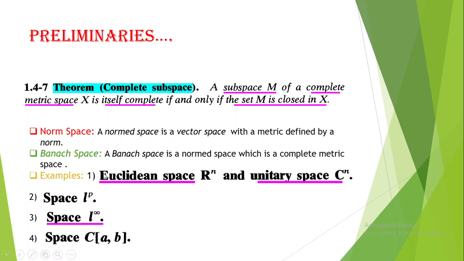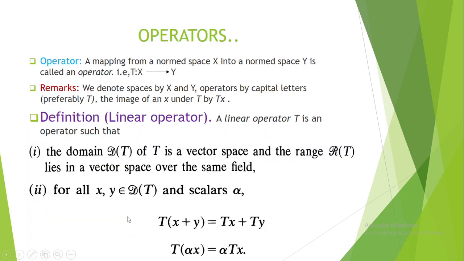Now we have some examples of Banach space. The Euclidean space Rn is a Banach space. A unitary space Cn is a Banach space, and Lp space is also a Banach space. L infinity is also a Banach space, and the set of all continuous functions on an interval, generally [a, b], is also a Banach space.